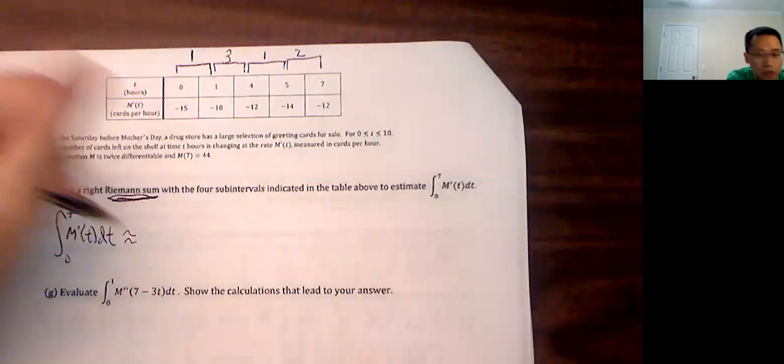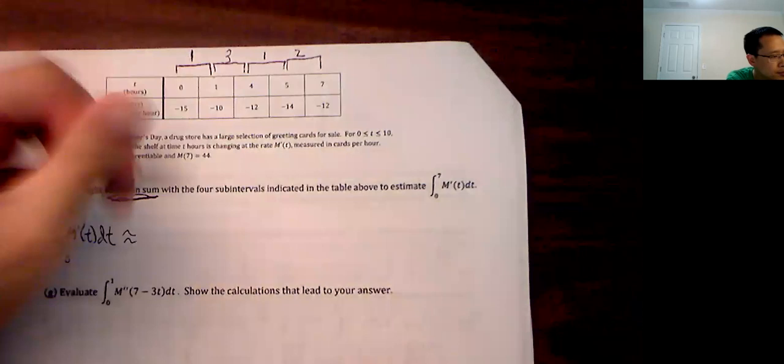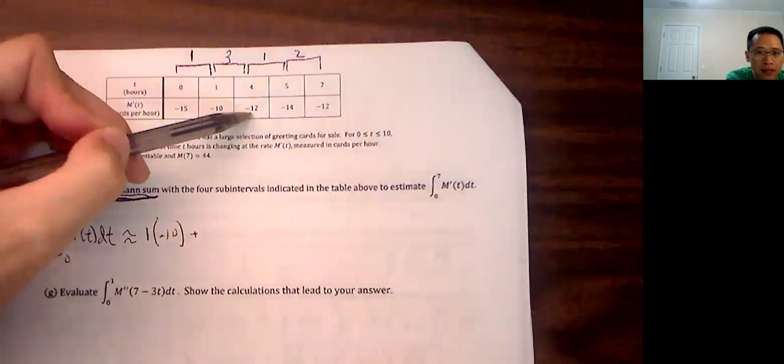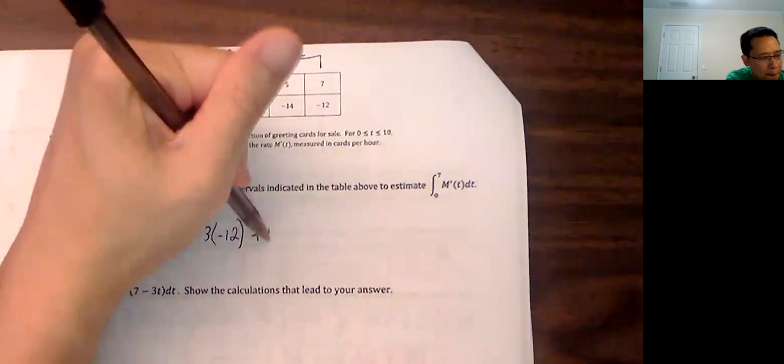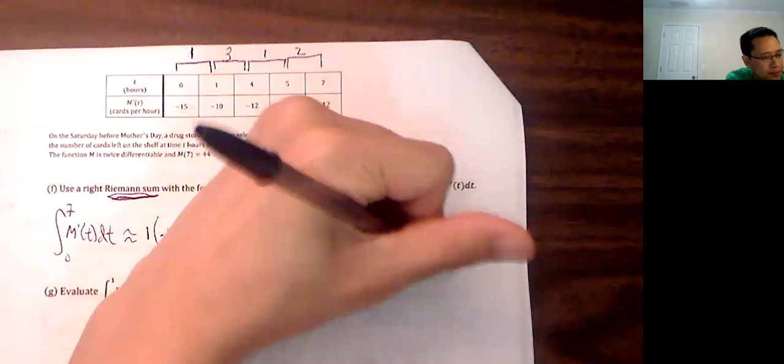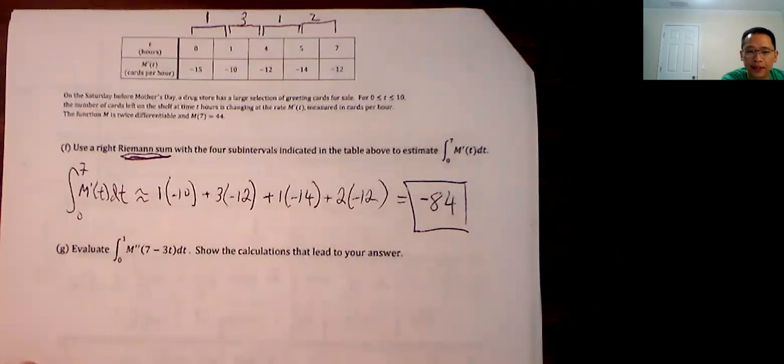Squiggly line to indicate that it's an approximation. Width times height. Width times height. And we go down the line. Use our calculator. Okay, any questions there?